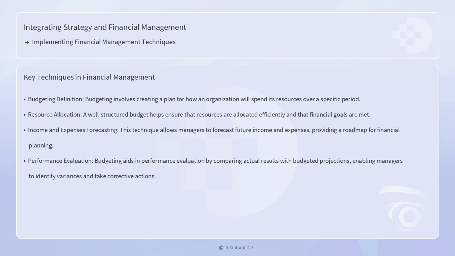Budgeting also aids in performance evaluation by comparing actual results with budgeted projections, enabling managers to identify variances and take corrective actions. For instance, a company might allocate a specific budget for marketing activities, and by monitoring the actual expenditure against the budget, the company can determine if it is overspending or underspending in this area.